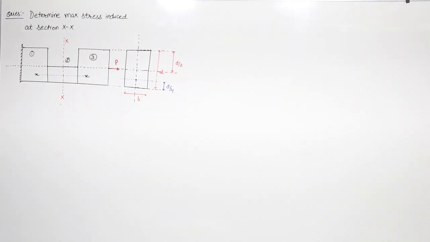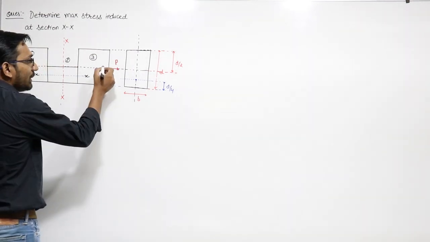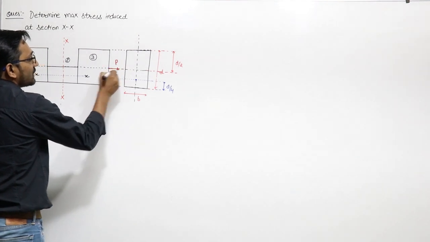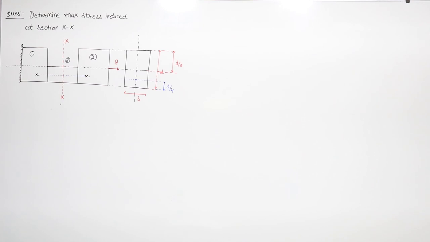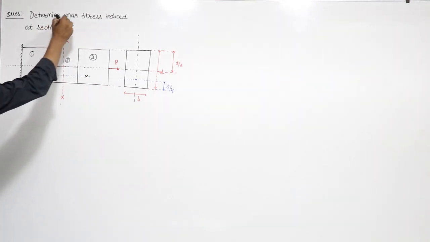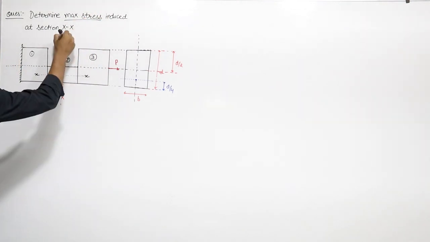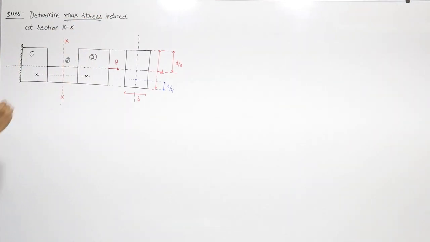We have applied an external load P from this direction, and from this axis a load P is applied here. We have to find what is the maximum stress induced at this section, right? What is the maximum stress induced at this section?